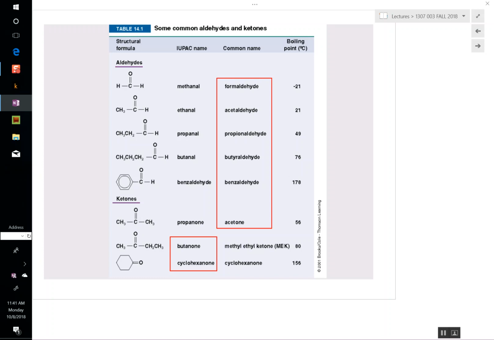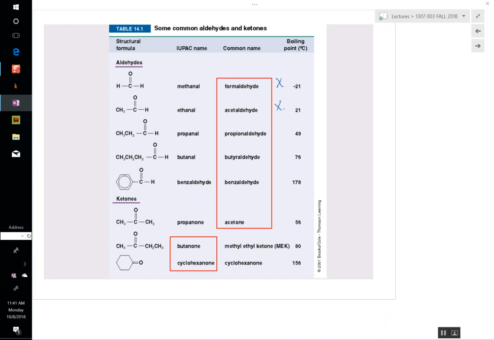Acetaldehyde, that's a very common compound. Ethanol, and it's most often referred to as acetaldehyde. Okay, so you need to know that name. These are the really critical ones. Propionaldehyde might show up, butyraldehyde. Okay, benzaldehyde. It's the same name.